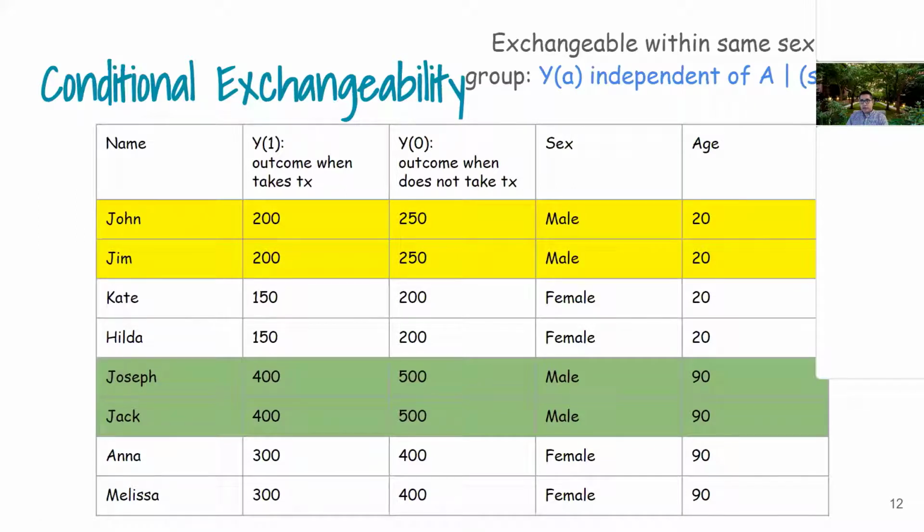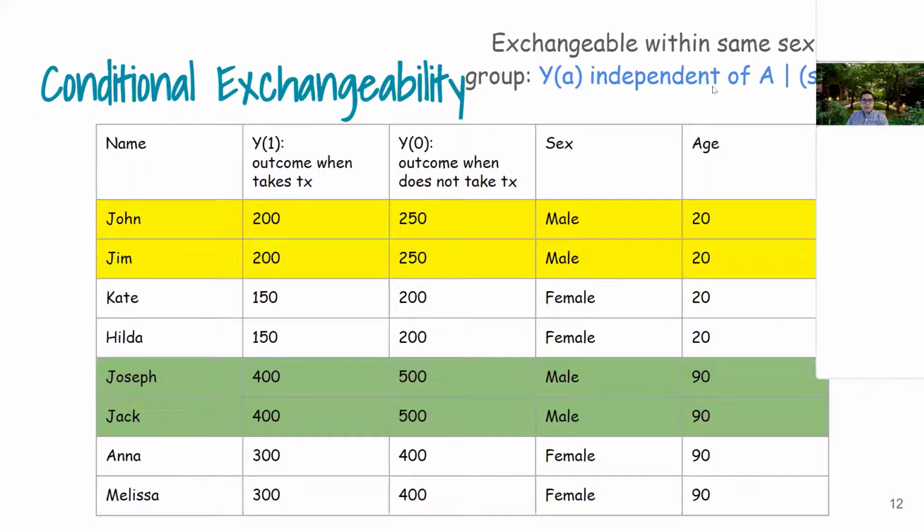Here the potential outcomes are the same. Anna and Melissa's potential outcomes are the same, but Kate and Anna are not the same because they have different age groups, right? So in this case, if you do not measure sex or age, either of these variables, say for example you just do not measure age, this conditional exchangeability assumption, you can always have the assumption, but you will not have the ability to address that when you are doing the analysis.